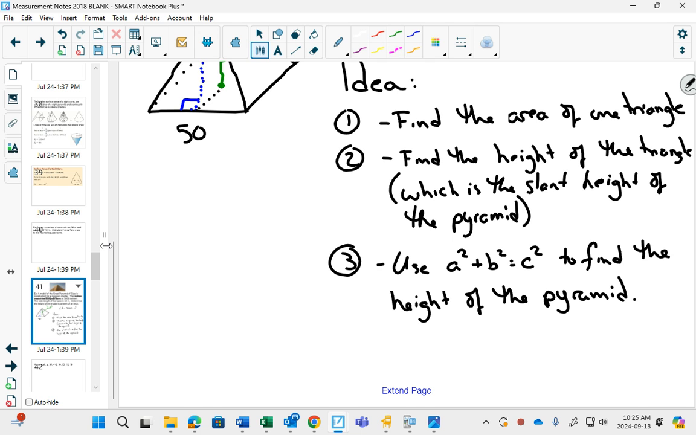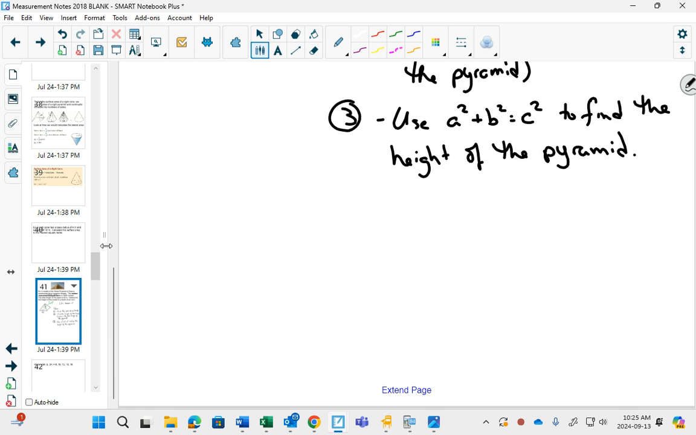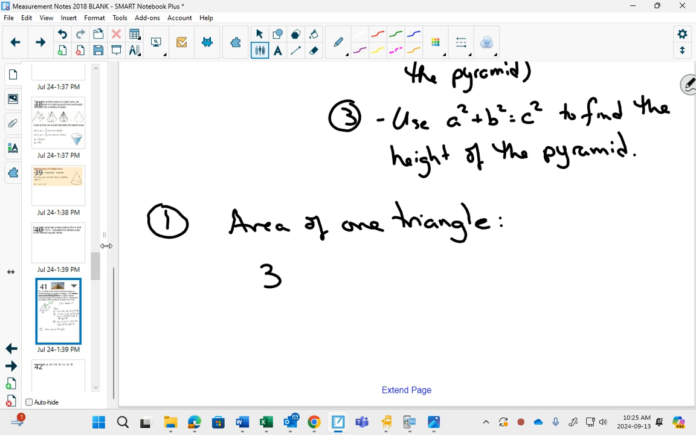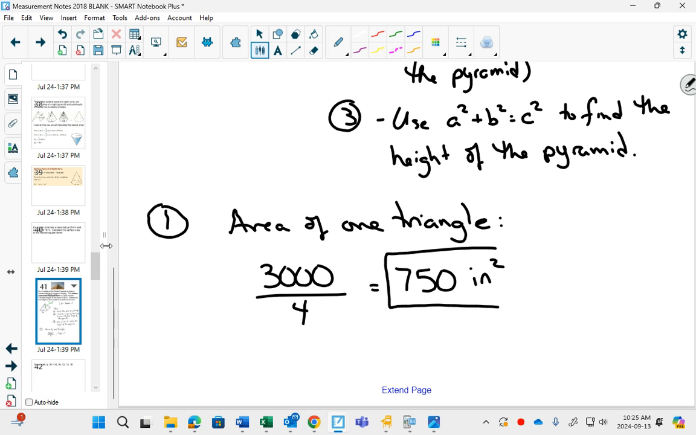We want to first find the area of one triangle. Since the lateral area is 3,000, we could divide that by 4. Go to our calculator. And we now know that the area of one of the triangles is 750 inches squared.